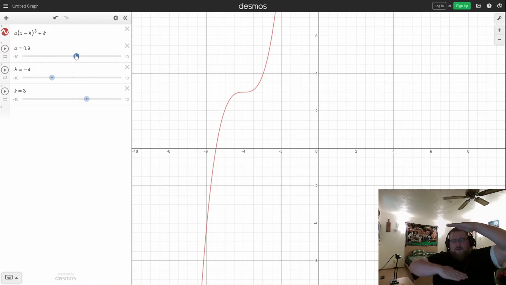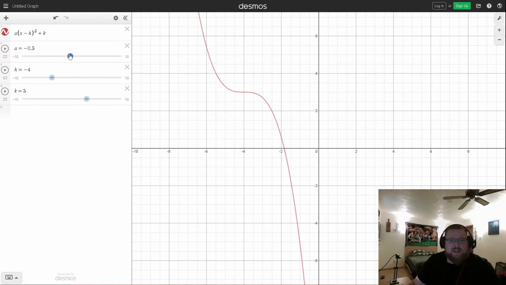Okay? Again, it's affecting the y values. It's making it crunch. If I make it negative, notice that center point doesn't change. It's still 4 to the left and 3 up. But everything has flipped around it to being the other way.